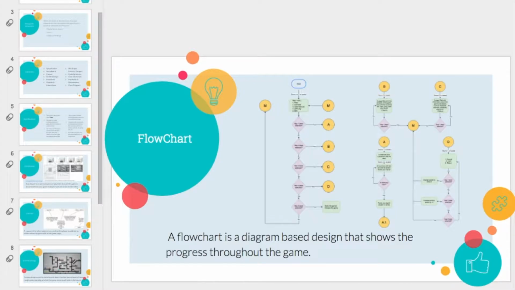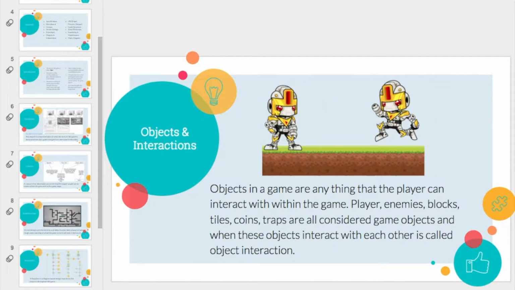Our next slide is objects and interaction. Objects in a game are things that the player can interact with within the game. They could be the player, enemies, blocks, tiles, coins, traps, anything that the player can interact with using his character. For example, if the enemy attacks, the player dies. That is an interaction. Object 1 would be the player, object 2 would be the enemy, the collision would be the interaction itself, and the death would be the output of it. That's how objects and interaction work.